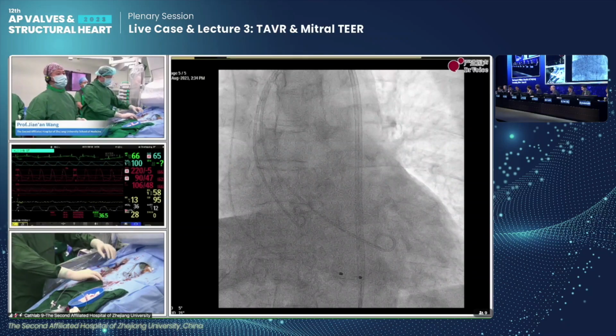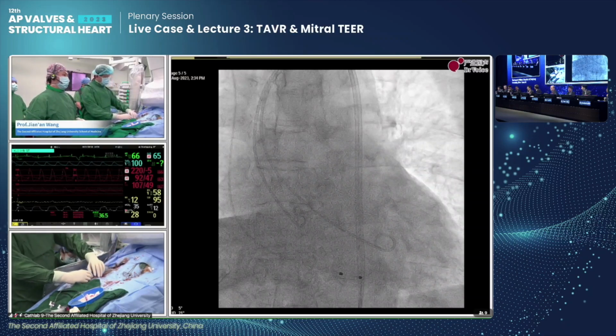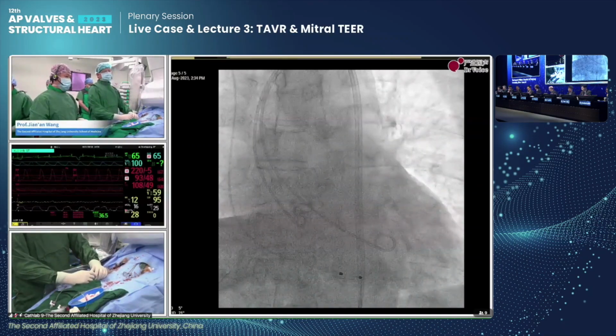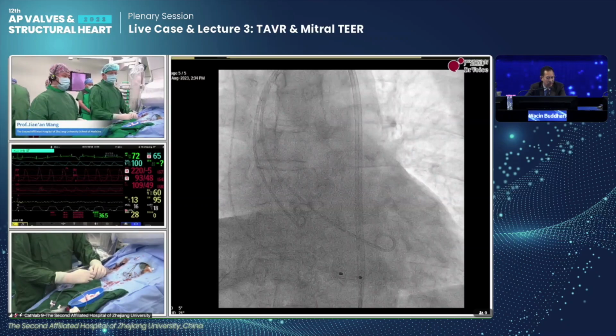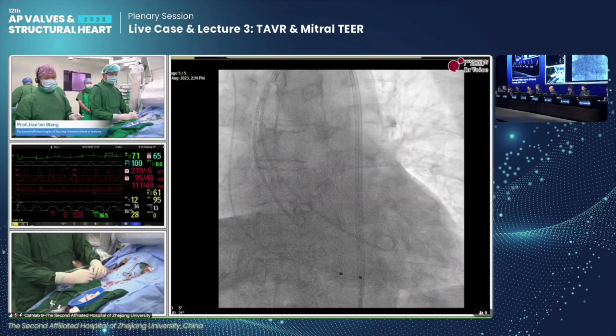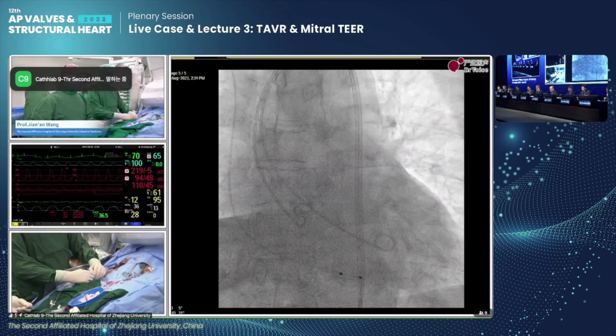Do we know the SOV diameter? I didn't see the diameter of the sinus of Valsalva. Could you show us some information about the sinus of Valsalva and the diameter? It's greater than 30, between about 28 and 37.